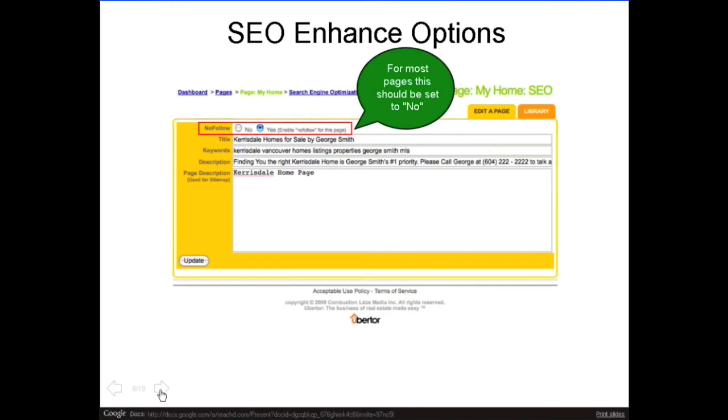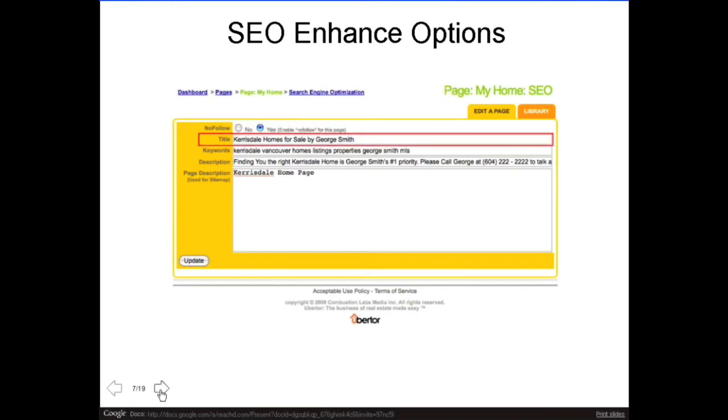But just pay careful attention to that one and don't let it get set to yes if you don't want it to be. The next one is the title tag. This is probably the most important of the on-page factors for search engine optimization. A few recommendations about your title tag. It should be limited to 64 characters. You're going to want to have a unique title tag for every page on your website and include your keyword phrase in your title tag. So for instance, for this page here, the keyword phrase might be Kerrisdale Homes, or it could be Kerrisdale Homes for Sale. This is the home page of this website, so it even has the realtor's name, George Smith. So Kerrisdale Homes for Sale by George Smith.